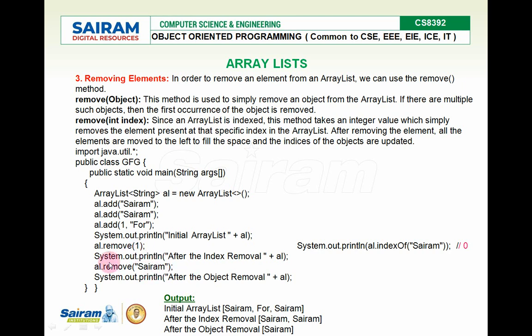So you can remove with the index value, or else you can remove with the object itself by specifying the object itself. If you have two objects of the same type, meaning duplication, the first object will be deleted from the left, right? That is how removing the element works.